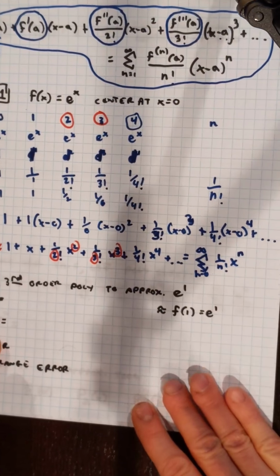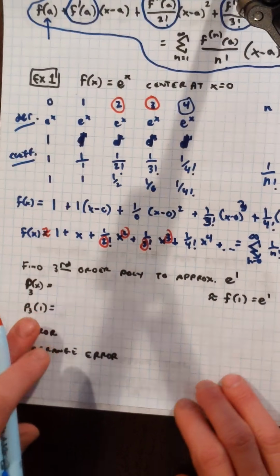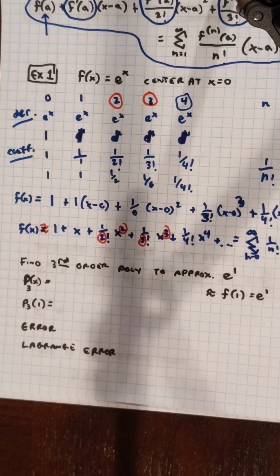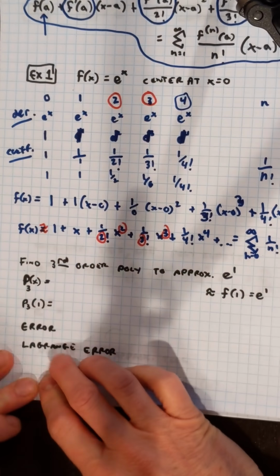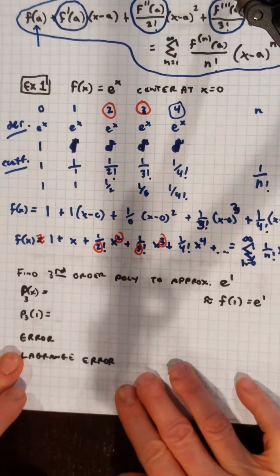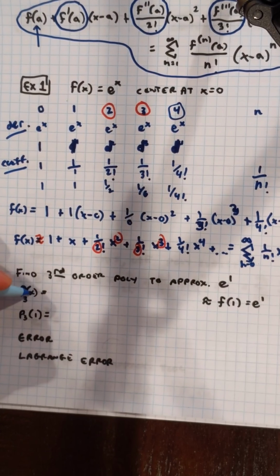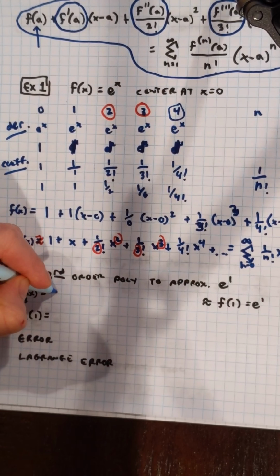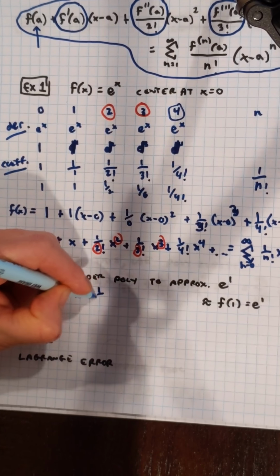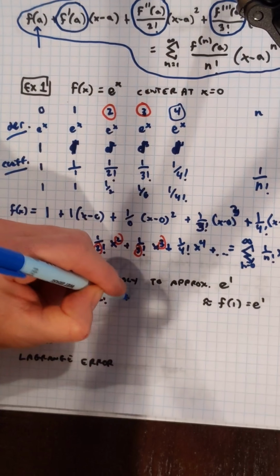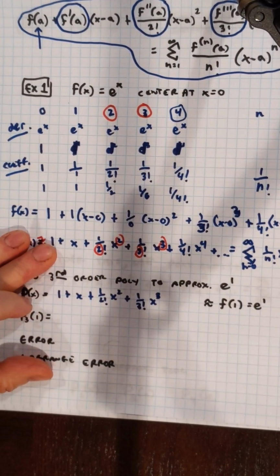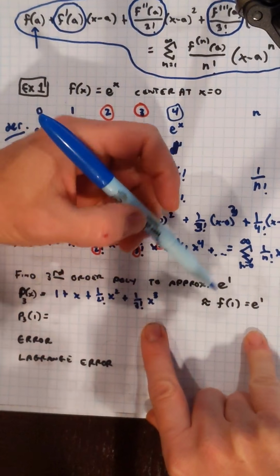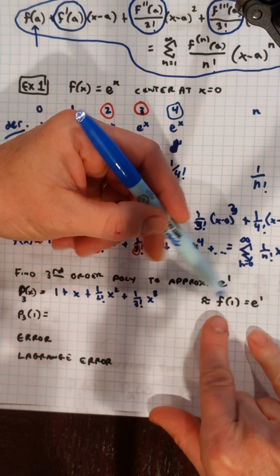So to put that together, I'm going to write out the third order polynomial, Taylor polynomial. 1 plus x plus 1 over 2 factorial x squared plus 1 over 3 factorial x cubed, and I'm done because I'm to the third. Okay, this, if I plug in 1, will be equivalent to e.